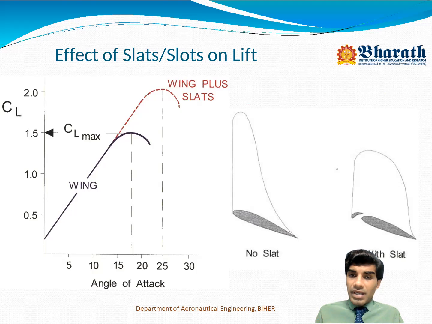After a certain limit they will increase and then decrease. As you can see in the figure on the right side, one has no slat and this one has a slat. You can see how the variations are without the slat. If you open the slats, the boundary layer will be re-energized.